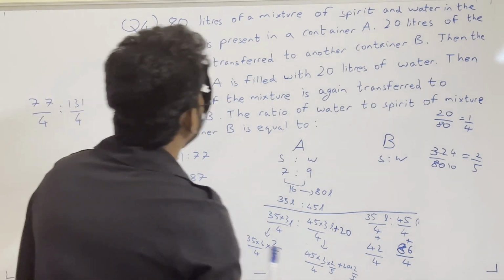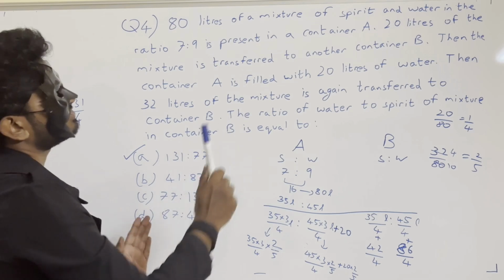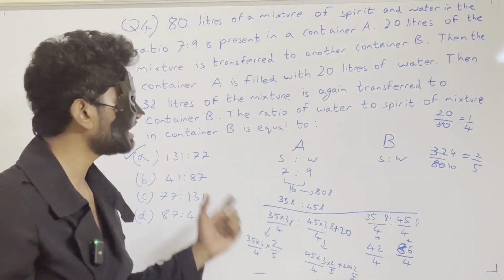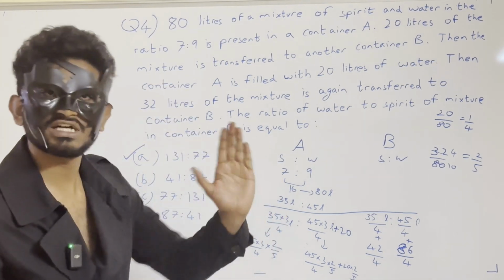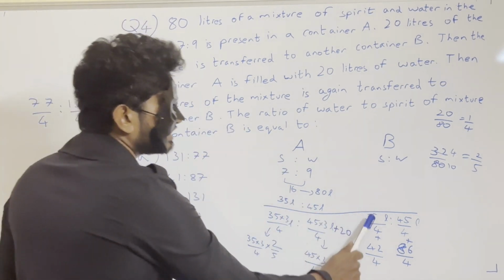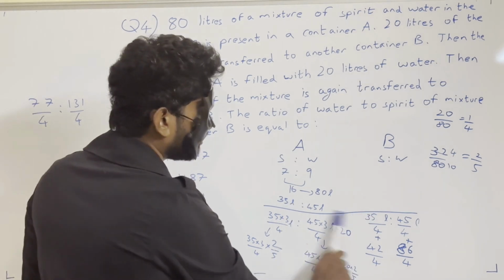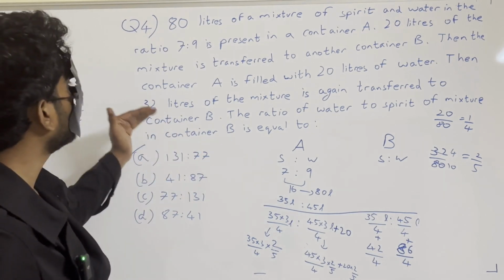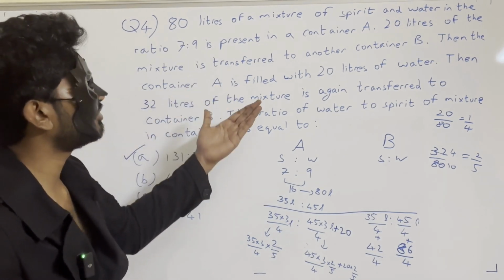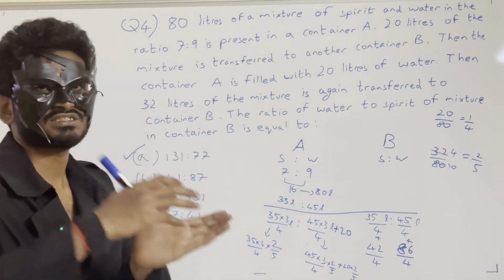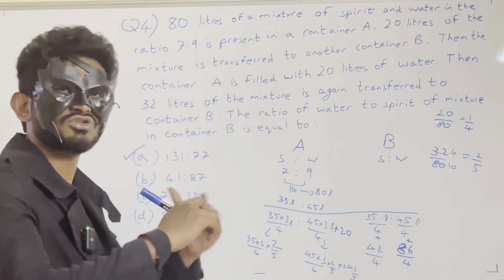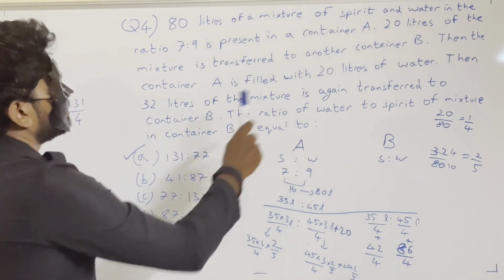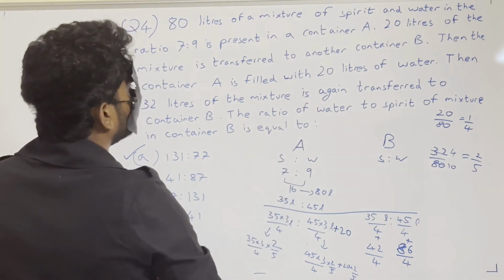Now what he is saying is 20 liters of mixture is transferred to another container B. So 20 liters is 1/4 of 80 liters. So we are transferring 1/4 of this mixture to container B. So that is nothing but 35/4 and 45/4 we are transferring to container B. Now container A is filled with 20 liters of water. So you are taking out 20 liters of mixture and then again adding water. So the total quantity will be the same, right, in the container A.